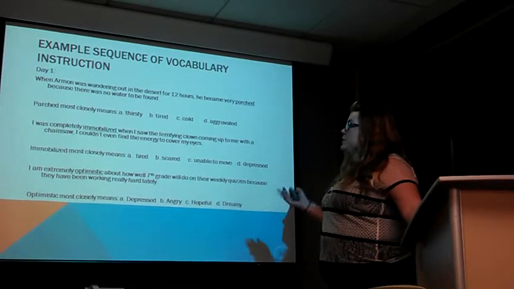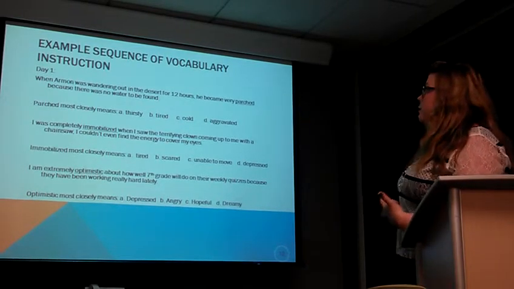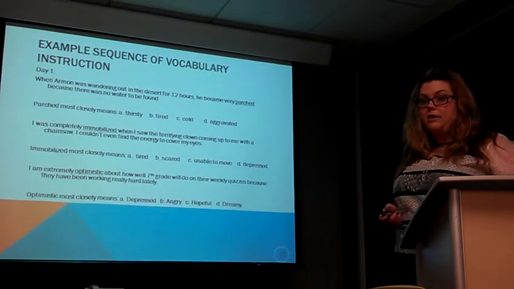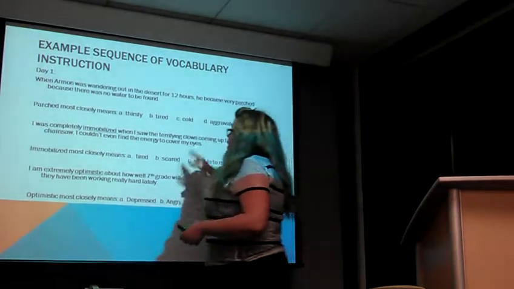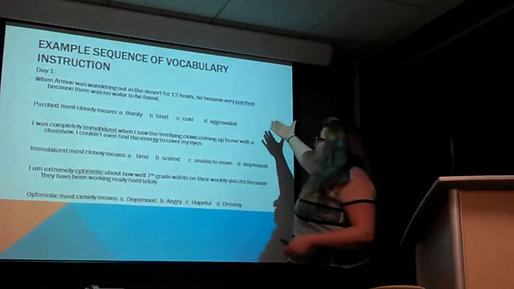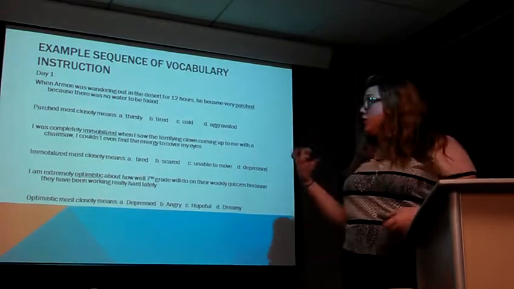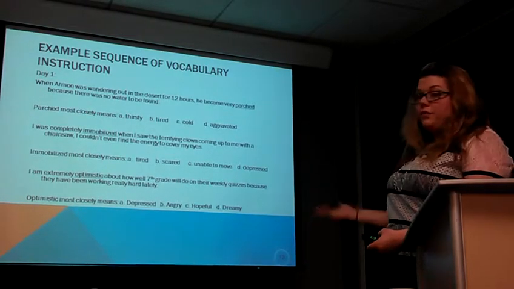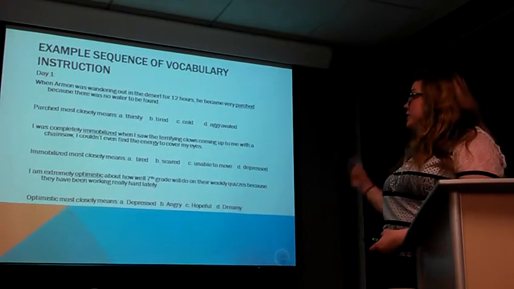So an example is number 1. When Armand was wandering out in the desert for 12 hours, he became very parched because there was no water to be found. So I'm hoping that because I've taught context clues already, students will understand no water and wandering out in the desert and understand that parched most closely means thirsty. So that's just our initial exposure to these words. They could be familiar with them or not, but this is how I'm exposing every student.